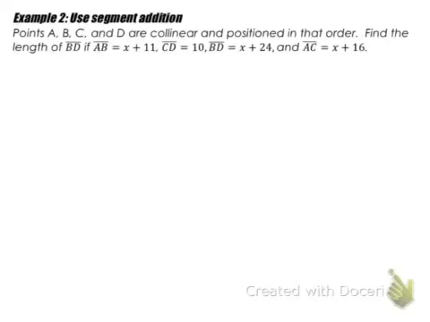In the second example, we know that points A, B, and C are collinear and are positioned in that order. So we have to find the length of BD if AB is x plus 11, CD is 10, BD is x plus 24, and AC is x plus 16. Even though it doesn't tell us to draw the diagram out, we're going to do that so that we can see what's going on.